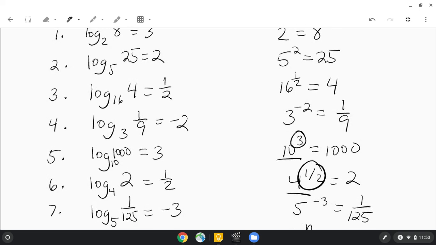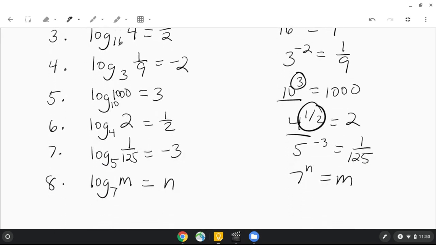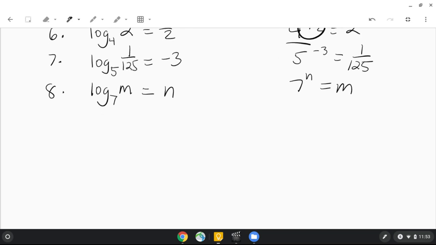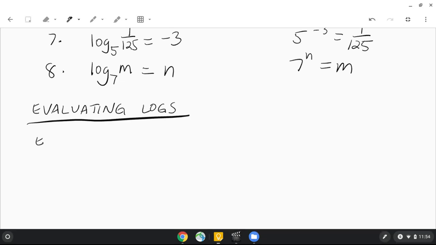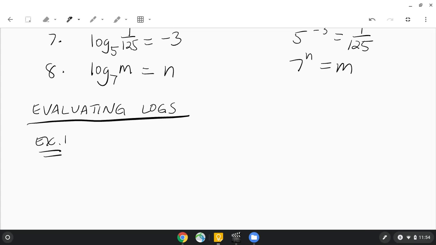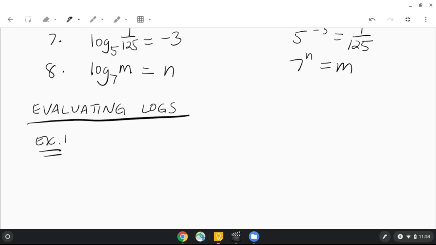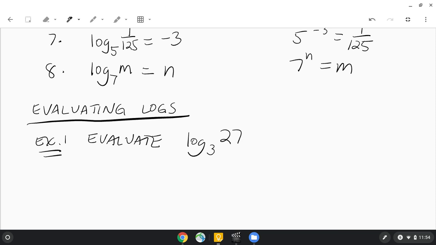You might want to do this when you're evaluating logs. You might want to do this when you have to graph a log. Okay, so let's take a look at evaluating logs. Suppose that I want to figure out the answer to this one here. Evaluate log base 3 of 27. Okay, log base 3 of 27.